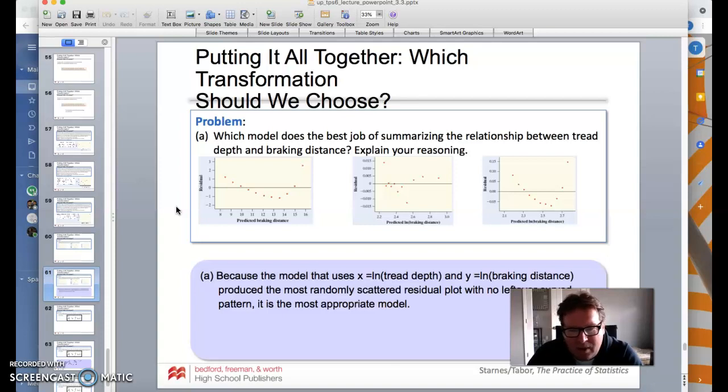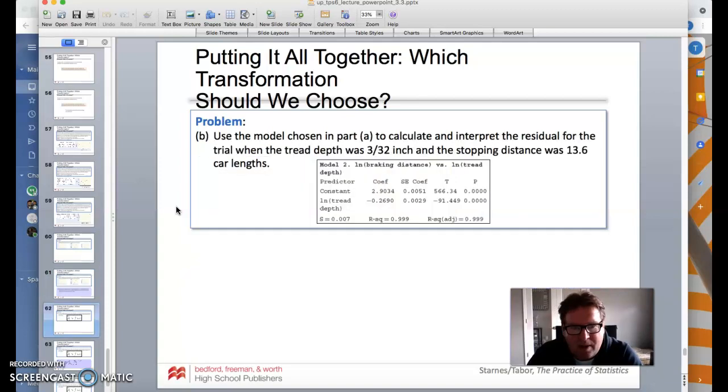So we would then say that it's probably going to be a power model. So let's use the model chosen and see if we can calculate and interpret the residual for the trial when the tread depth was 3/32 of an inch and the stopping distance was 13.6 car lengths.